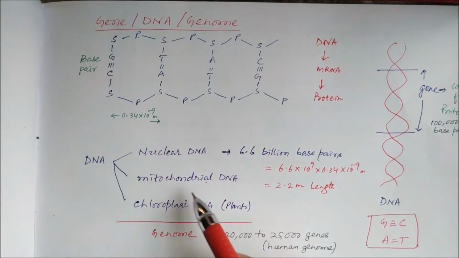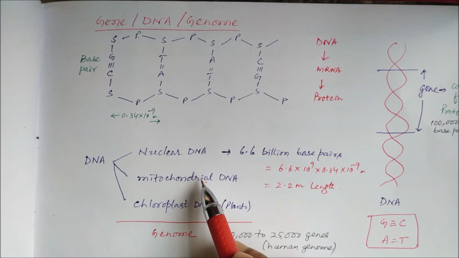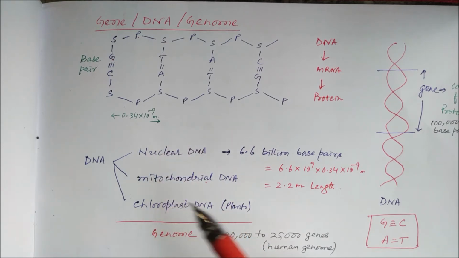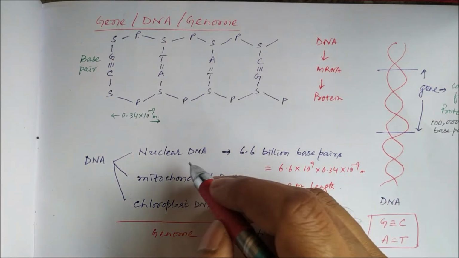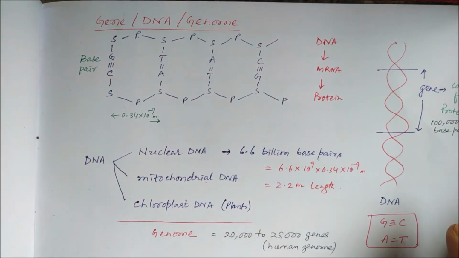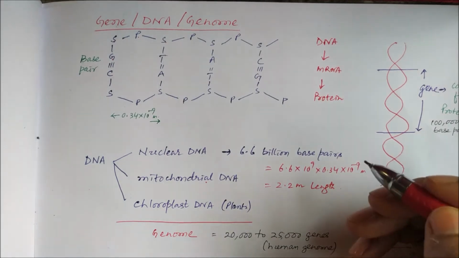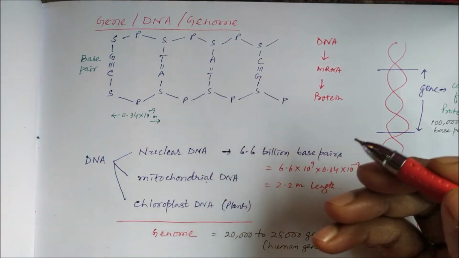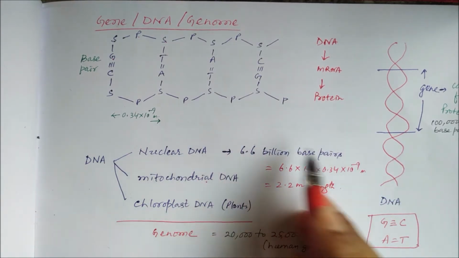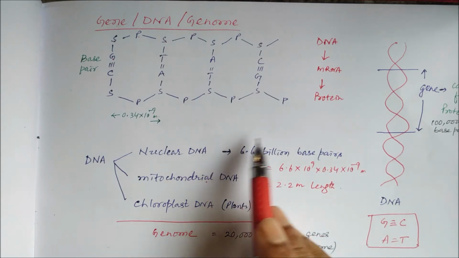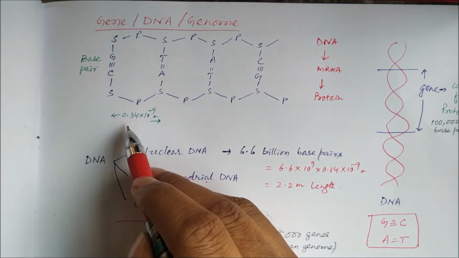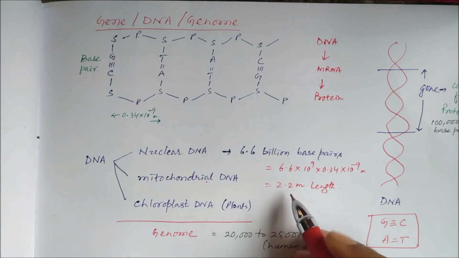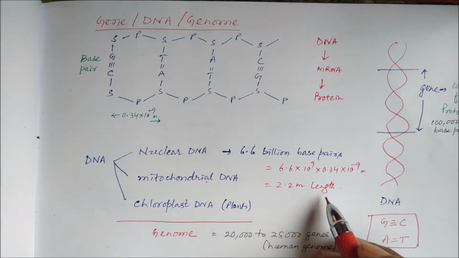And the mitochondrial DNA is in very small quantity, but the nuclear DNA is present in the form of chromosomes. So in human beings, we say there are 23 pairs of chromosomes, and the 23 chromosomes of the haploid genome will have 3.2 to 3.3 billion base pairs, and in total it will be 6.6 billion base pairs. So it will be around 2.2 meter in length.